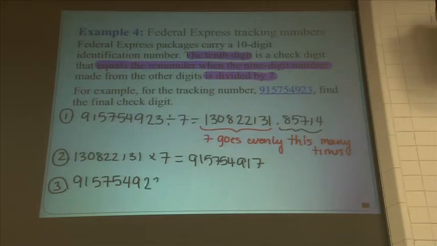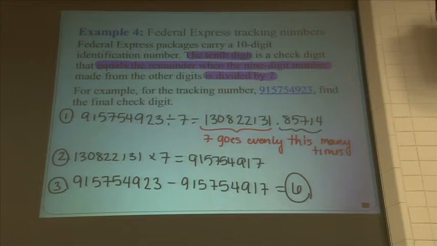We write that mathematically, subtract them. Which means 6 would be your 10th digit for the tracking number. Which means 6 is your check digit. Which means 6 is the remainder when you divide those original 9 digits by 7.